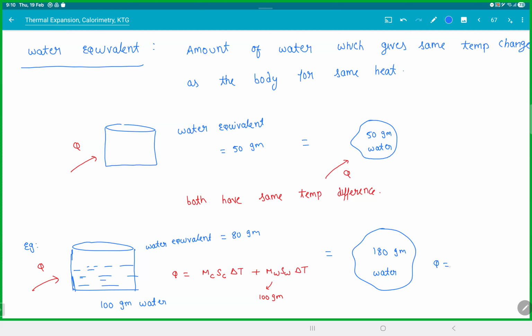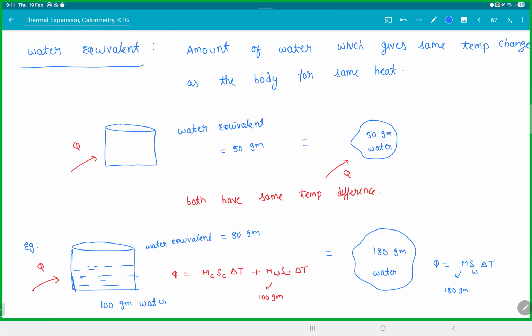You can simply say Q is equal to ms delta T, where this is 180 grams of water. This is specific heat of water. So the person who's doing the experiment need not care what is the mass of the container, whether it is made of copper, whether it is made of aluminium. Yeah, we can just finish off with that. All clear with what is water equivalent?